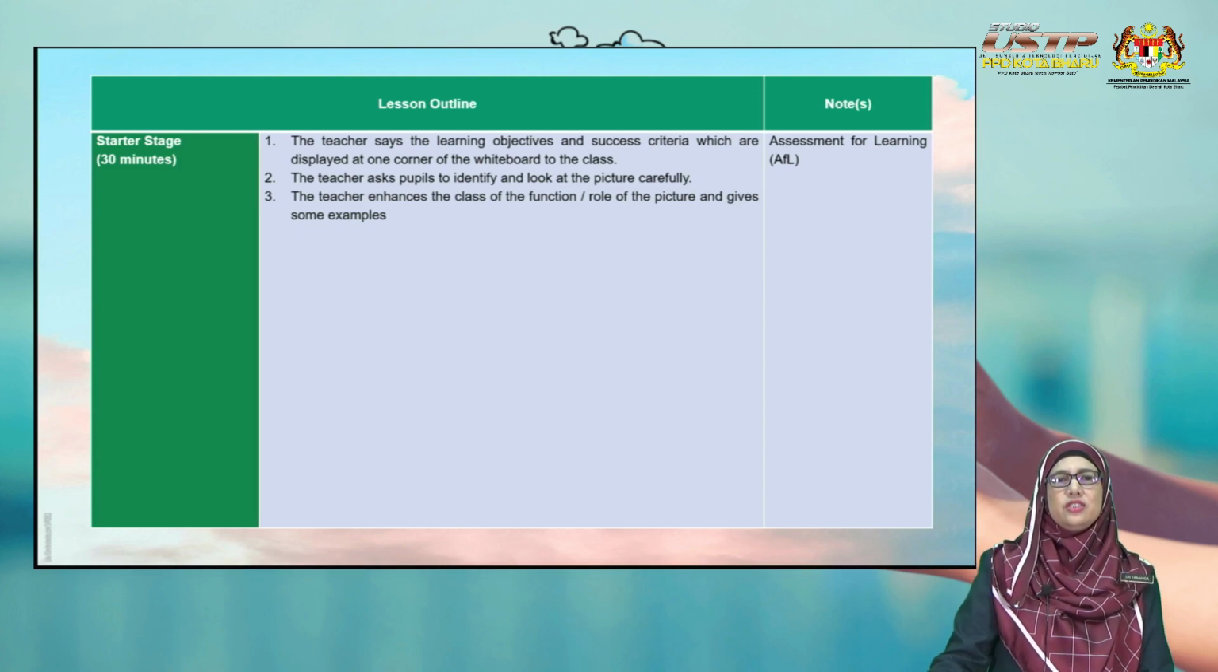First, the teacher says the learning objectives and success criteria, which are displayed at one corner of the whiteboard, to the class. Second, the teacher asks pupils to identify and look at the picture carefully. Third, the teacher explains to the class the function or role of the picture and gives some examples.